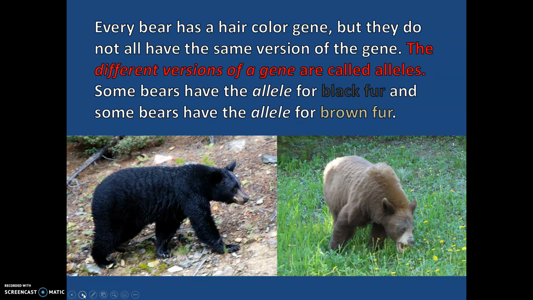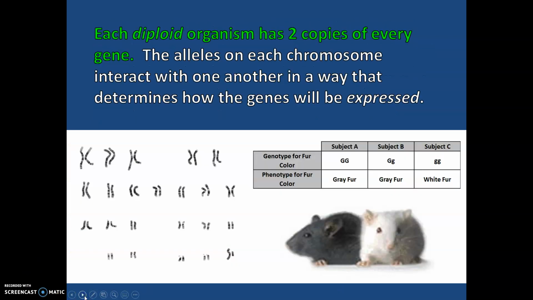So every bear has a hair color gene, but they do not all have the same version of the gene. The different versions of genes are called alleles. Here some bears will have the allele for black fur, some will have the allele for brown fur. Each diploid organism has 2 copies of every gene. So the alleles on each chromosome interact with one another in a way that determines how the genes will be expressed.